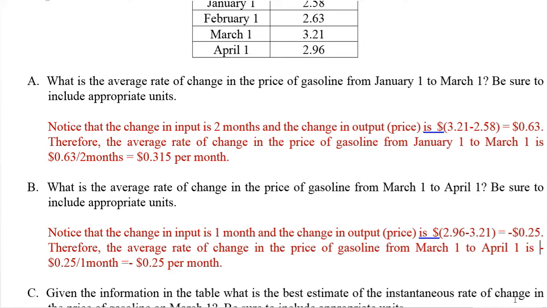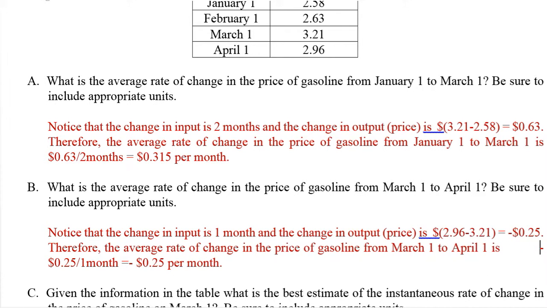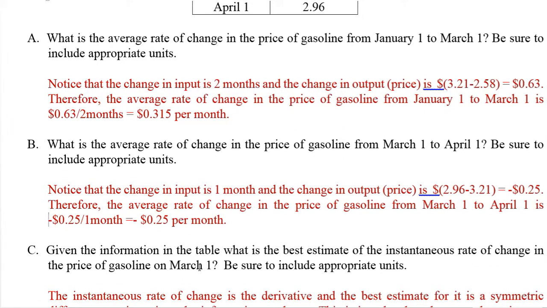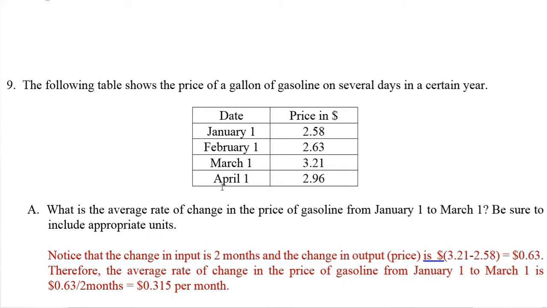negative $0.25 per 1 month, which is negative $0.25 per month. What's the best estimate of the instantaneous rate of change on March 1st? Well, again, we don't really know the instantaneous rate of change, but our best estimate when given a table like this is to use the symmetric difference quotient. So use that point and do the slope formula.